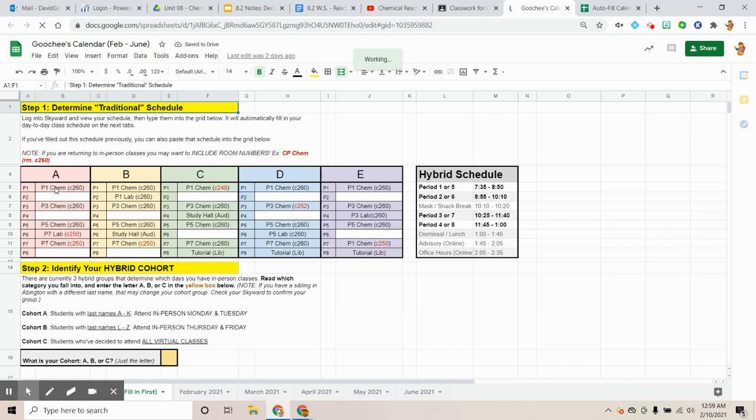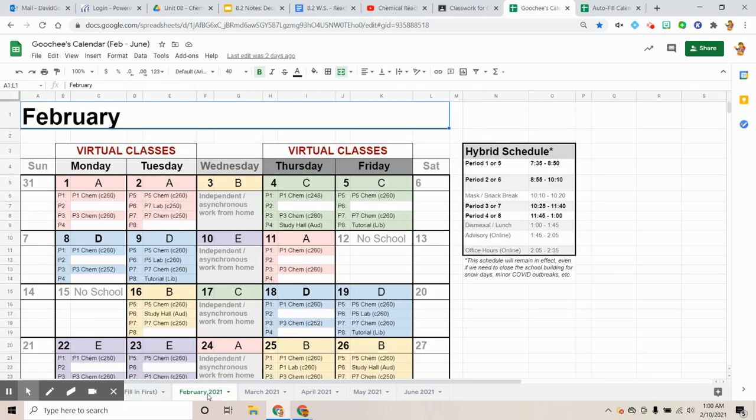Here's my schedule. I not only put my classes, I put my room numbers as well. So, for example, I know that on Thursday, February 11th, when we get back, I will have period one chemistry in room C260. Then I have a break. Then I have period three chemistry also in C260. Pretty light day for me. Feels good.